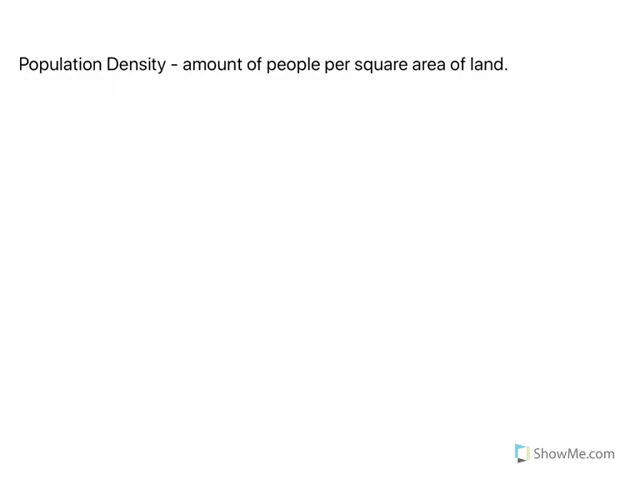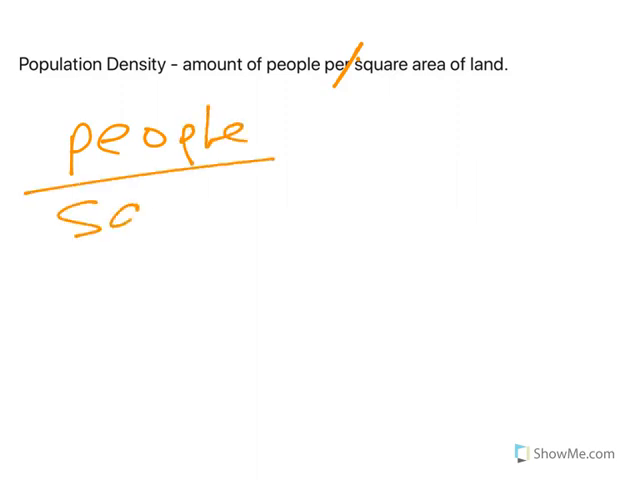All right, we're going to talk about population density in this video. Population density, by definition, is just the amount of people per square area of land. And now I know you're thinking, well, now I see why we're doing this video. And exactly, because you know that the word per is kind of like saying we're per one. So we're talking about people over square area.